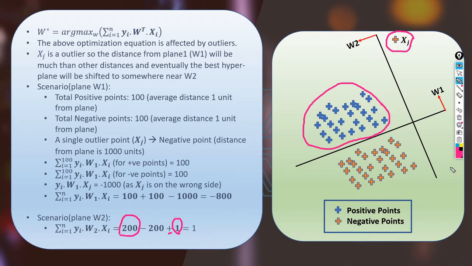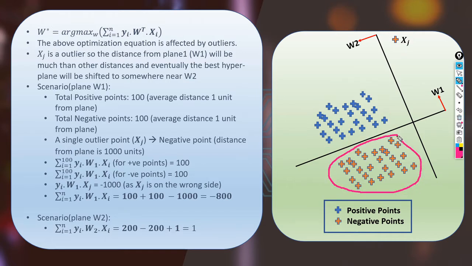Okay, now see, all the 100 negative points are also in the same direction. Usually it should be in the opposite direction to be correctly classified, but it's in the same direction. So W2 will actually misclassify all these negative points. That's why there is the opposite sign, that is minus sign, negative sign. And due to the average 2 unit distances for 100 negative points, the distance will be 200.